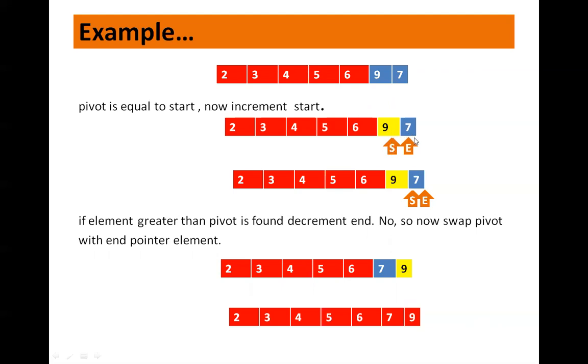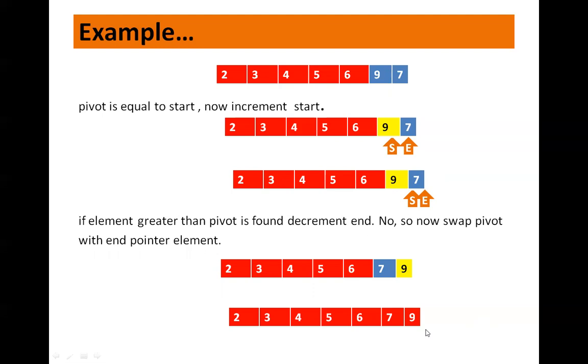So you increment the start pointer by 1. Now the start pointer is pointing at 7, and the end pointer is also pointing at 7. Now you check whether 7 is greater than 9. No. So you freeze the end pointer here, and the start pointer is also frozen here. Now we swap the value of the end pointer and the pivot. So 7 and 9 will be swapped, and our array is now sorted.